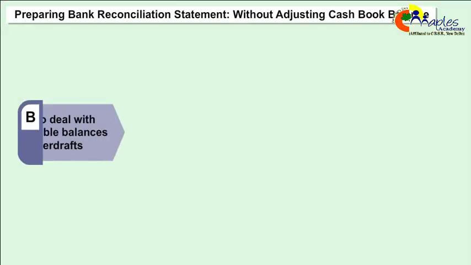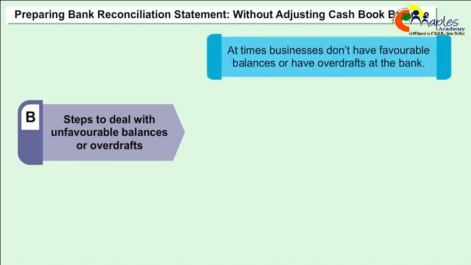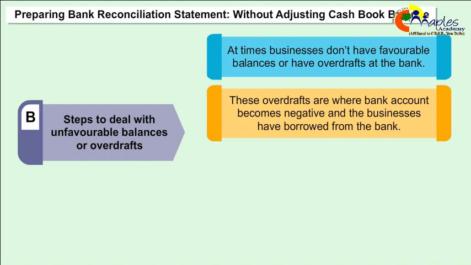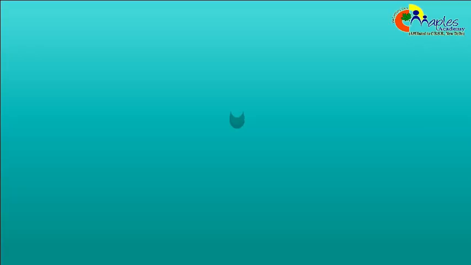B. Steps to deal with unfavorable balances or overdrafts. At times, businesses don't have favorable balances or have overdrafts at the bank. These overdrafts are where bank account becomes negative and the businesses have borrowed from the bank. This is shown in the cash book as a credit balance. The overdraft is called a debit balance as per passbook and is treated as a negative figure on a bank reconciliation statement.